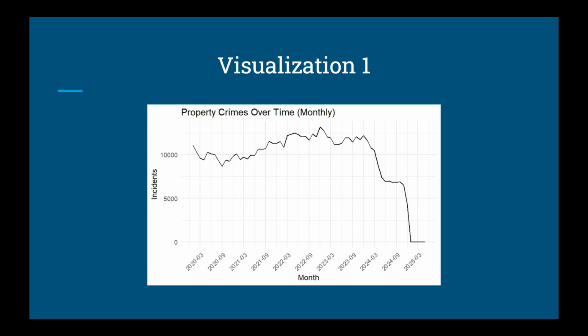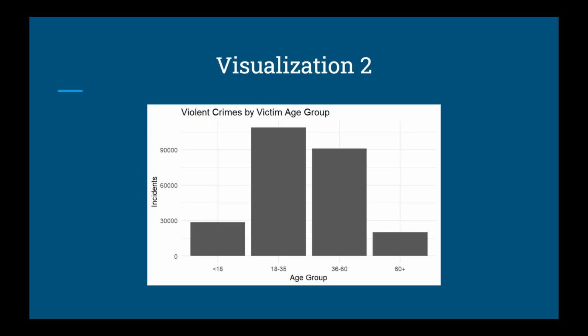So the first visualization just shows property crimes over time. As you see, from 2021 to 2023, crime is slowly increasing. So this supports the general hypothesis that crime was increasing during the COVID recovery years. Visualization 2 shows violent crime by age group. As you see, the 18 to 35-year-old age group has the highest victimization of violent crimes, which also supports the second hypothesis that I had.